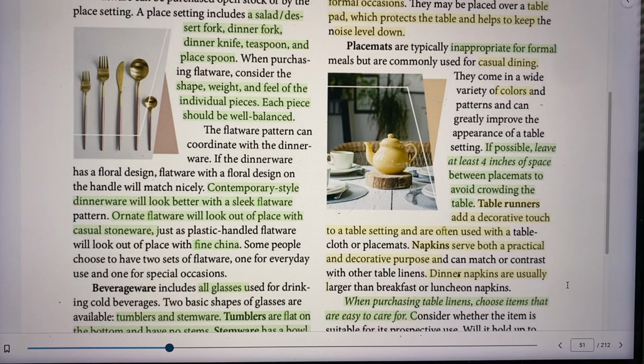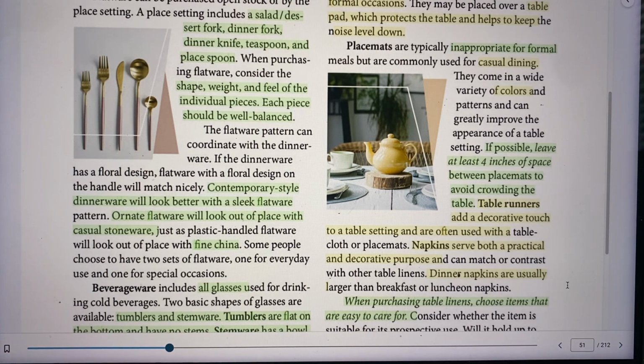So contemporary style dinnerware will look best with sleek flatware patterns. Ornate flatware will look out of place with casual stoneware. So if you have flatware that has flowers or different figures, you may not want to use that just for pottery looking stoneware, is what they're saying. It may look really good with fine china though. So look at the kind, because some of them have flower patterns and all different patterns that you can choose from.